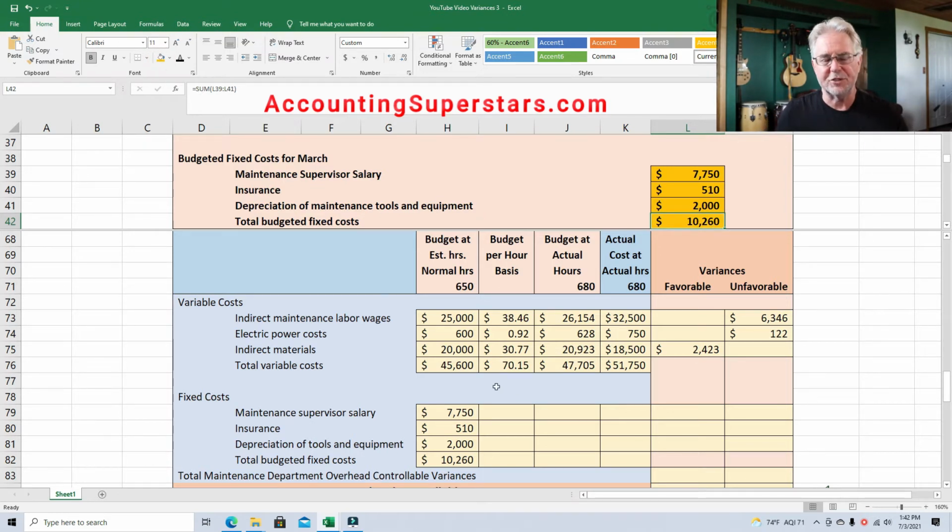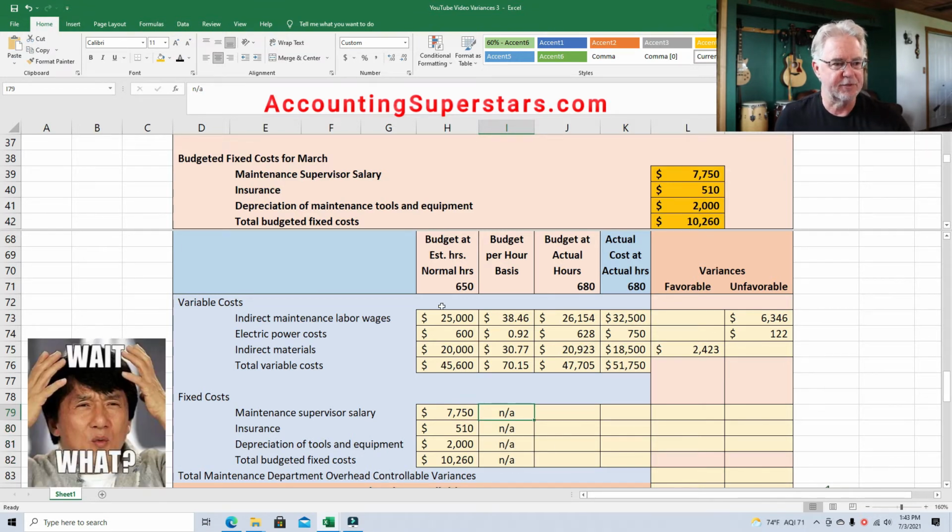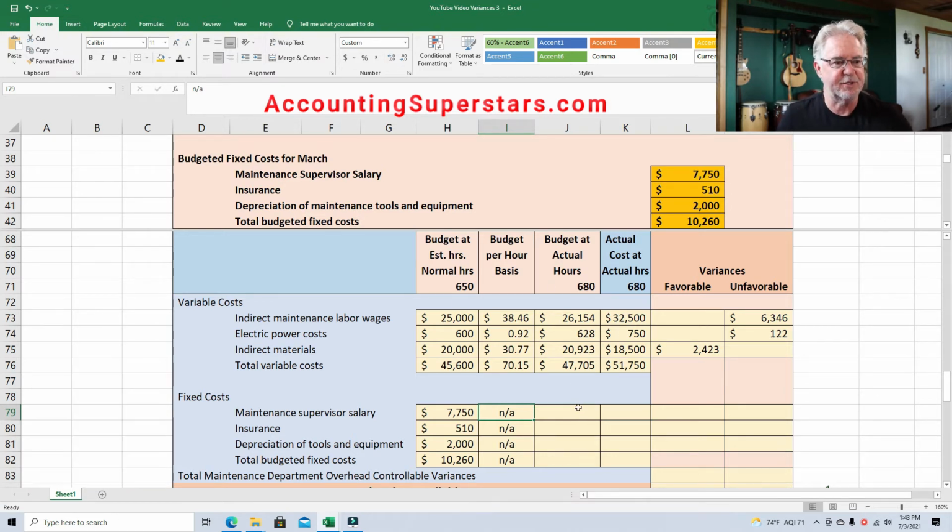Now, fixed costs are supposed to be fixed, right? They're supposed to be the same. They're not supposed to change with activity, right? So on a per hour basis, I'm going to just write not applicable, because they're supposed to be fixed. So regardless if we work 650 hours or 680 hours, the fixed overhead cost should be the same. So I just copied the numbers over. So you can check, they're the same. I didn't change them. Let's see what actually happened though.